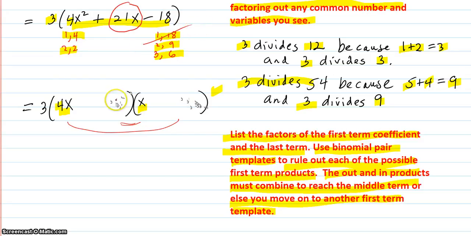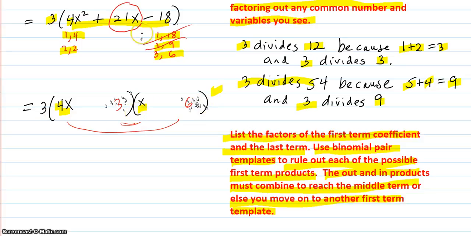2 and 9. 36 and 2. That doesn't make it to 21 by adding or subtracting. So how about 9 and 2? 8 on the out and 9 on the in is only 17. That doesn't make it to 21. So 9 and 2 is out. Now we're down to 3 and 6. 24 and 3.